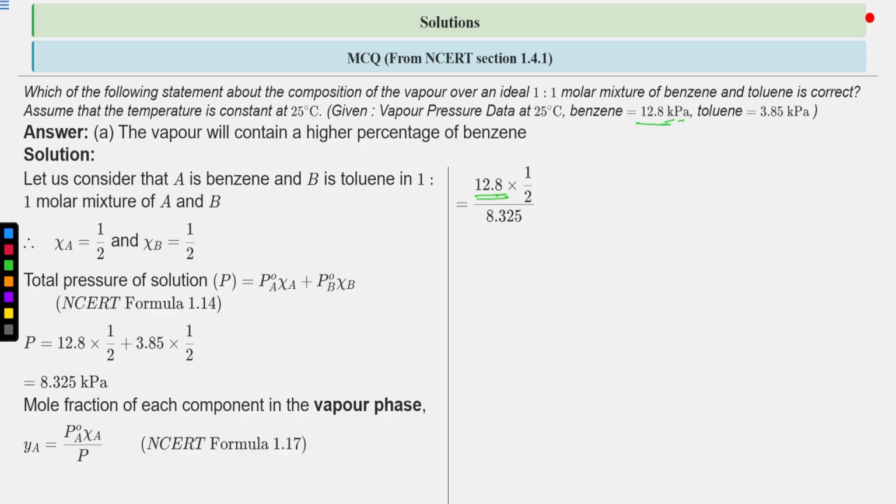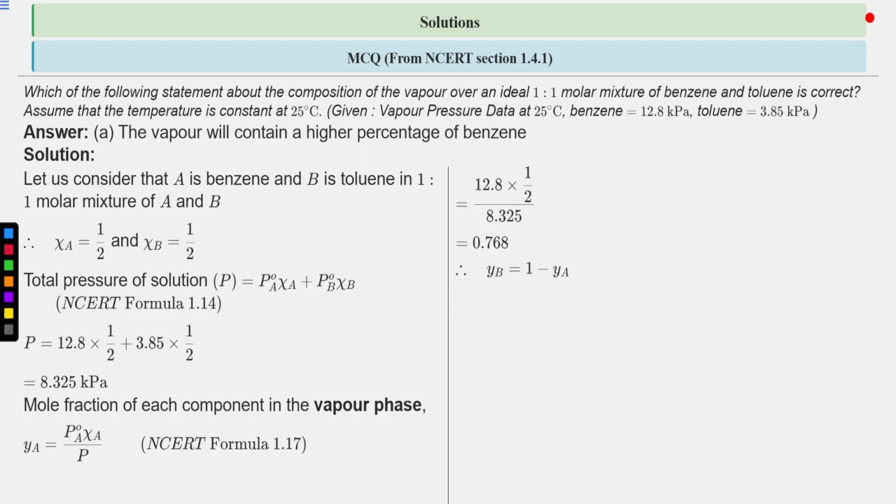So we just calculate all the terms in kilopascal only. Here we take 12.8 times chi A, which is 1 by 2, upon P total pressure, which is 8.325 as we derived. Solving this fraction for the mole fraction of benzene in the vapor phase, it comes out as 0.768. So this is the mole fraction of benzene in the vapor phase.